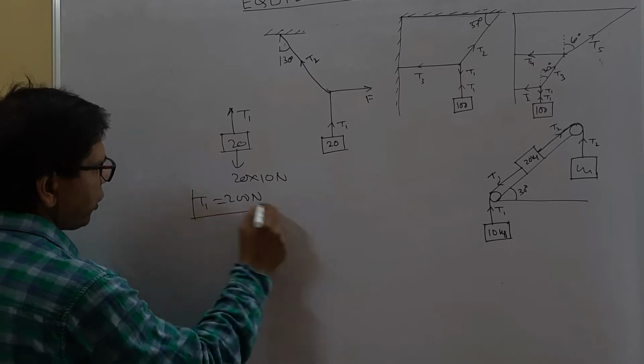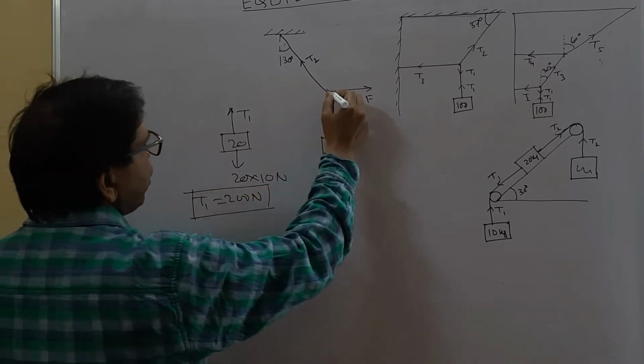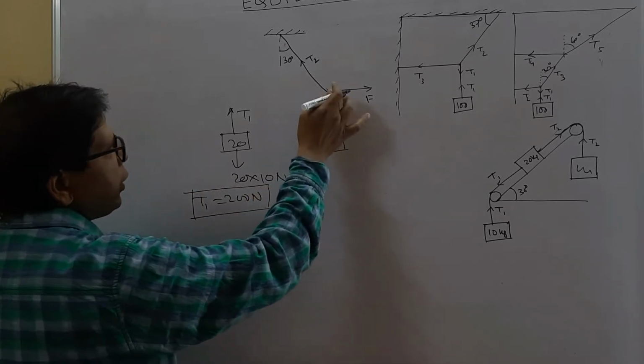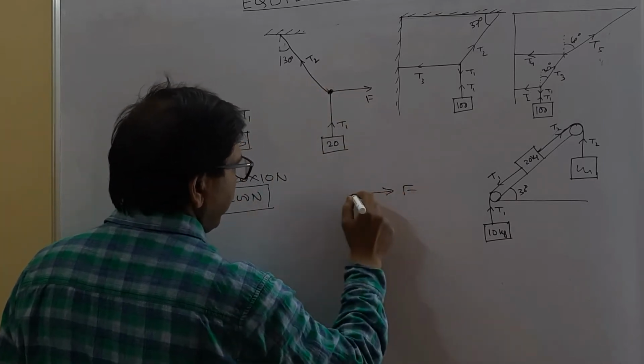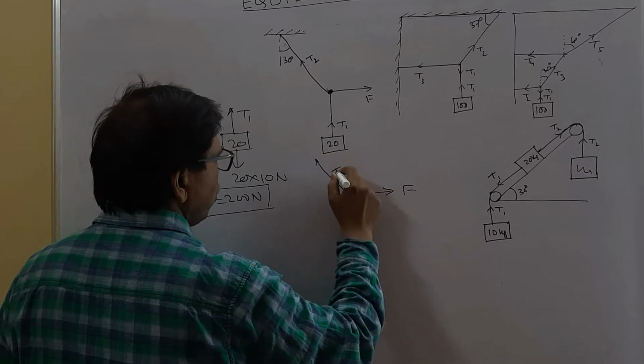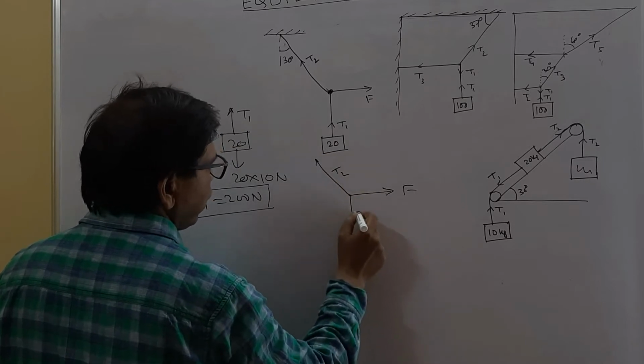Next, now we calculate the forces. Now we draw the forces acting at this point. Here is the horizontal force F, and this force is T2, and this is T1.